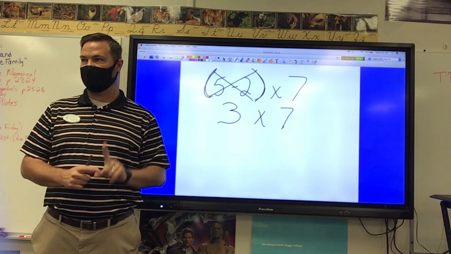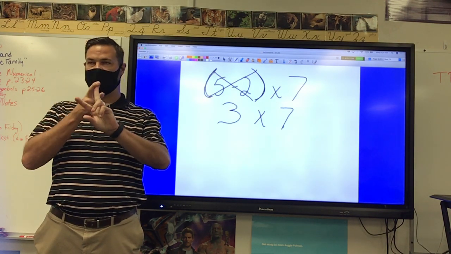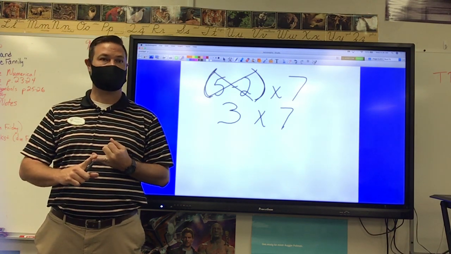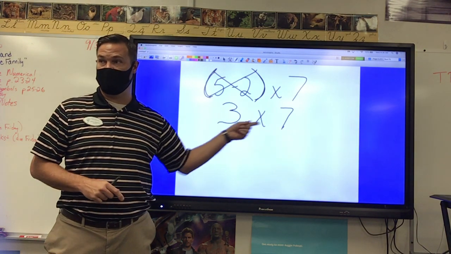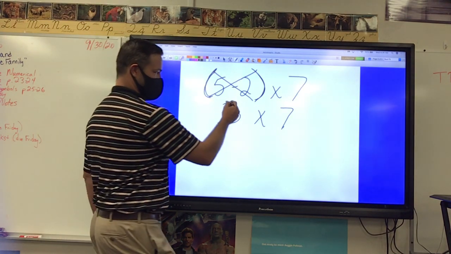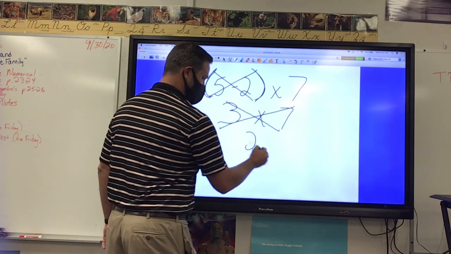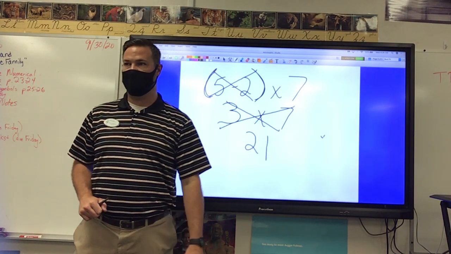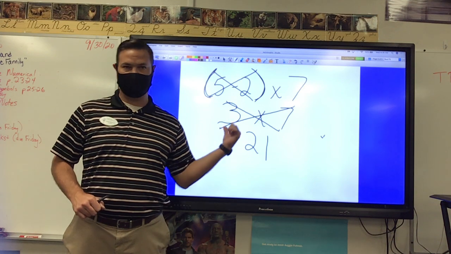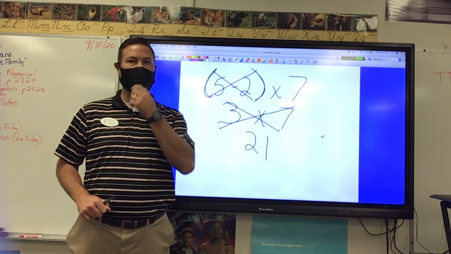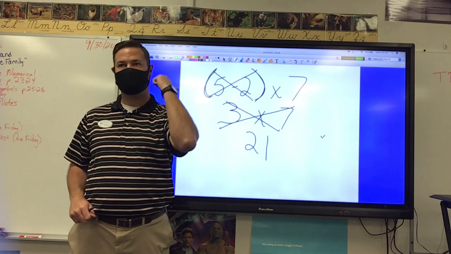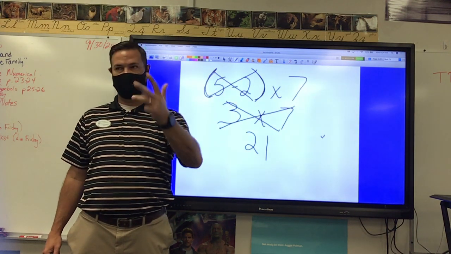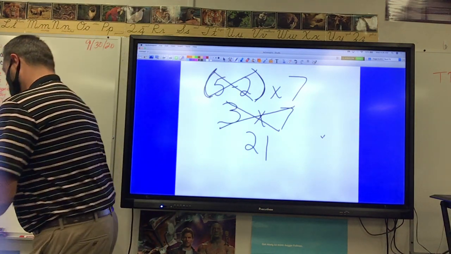Are there any other parentheses? No. Do I have any other exponents? Do I have any multiplying or dividing? Yes, I have a multiplying problem, right? 3 times 7 is 21. Cross it out, put your answer. Do I have anything else going on? No. So my answer is 21. Okay? You go in order. Any parentheses, any exponents, which you're not going to have, any multiplying or dividing, and then any adding and subtracting. Let me show you another one.